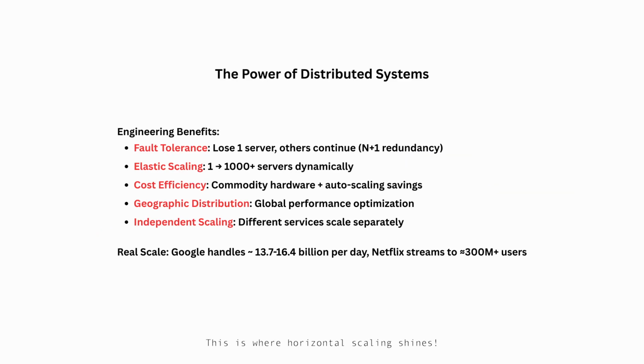This is where horizontal scaling shines. With N+1 redundancy, losing one server doesn't impact users. You can auto scale from one server to 1000 servers based on demand, use cheaper commodity hardware, and deploy globally for reduced latency. Netflix runs more than 1,000 microservices this way to serve their worldwide user base of 300 million subscribers.